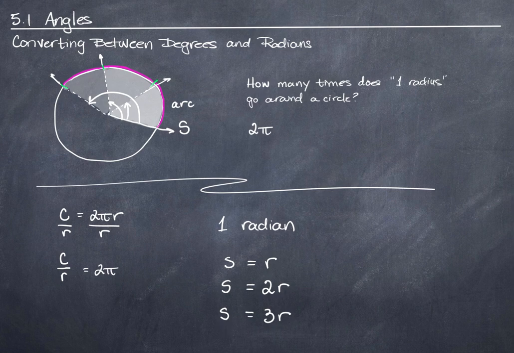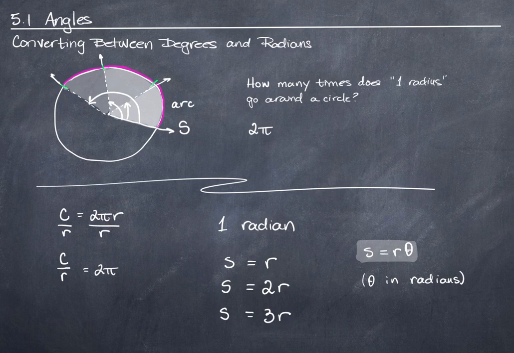So our formula for this is going to be S equals r times theta, where theta is in radians. It's a measurement in radians. This is an important formula. It's going to come back and we're going to see it many times throughout the quarter.